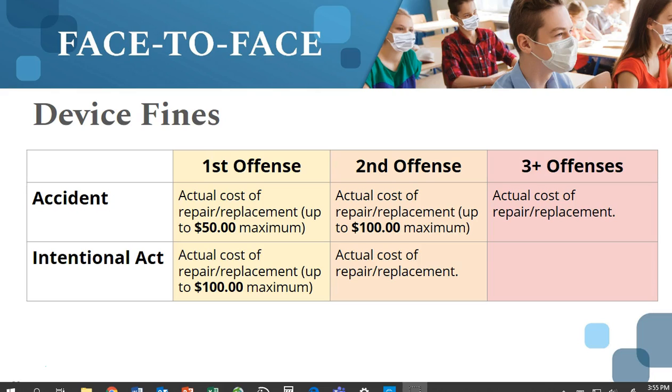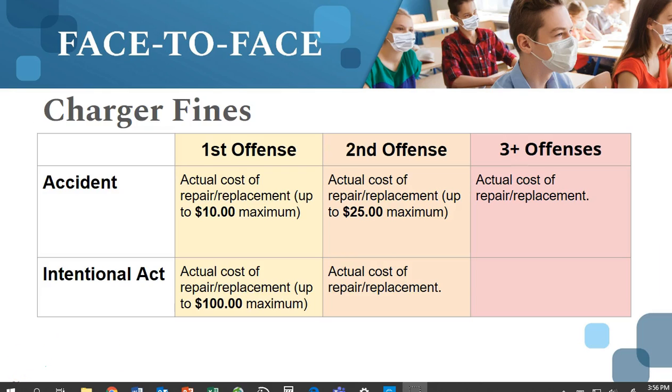For intentional acts, the first offense is $100 maximum. The second and following offenses will be the actual cost of repair or replacement of the device. Students are also responsible for the chargers. First offense for a lost or damaged recharger is $10, the second is $25, and the third and following is the actual cost of repair or replacement. For intentional acts, please read below because that cost goes up as well.